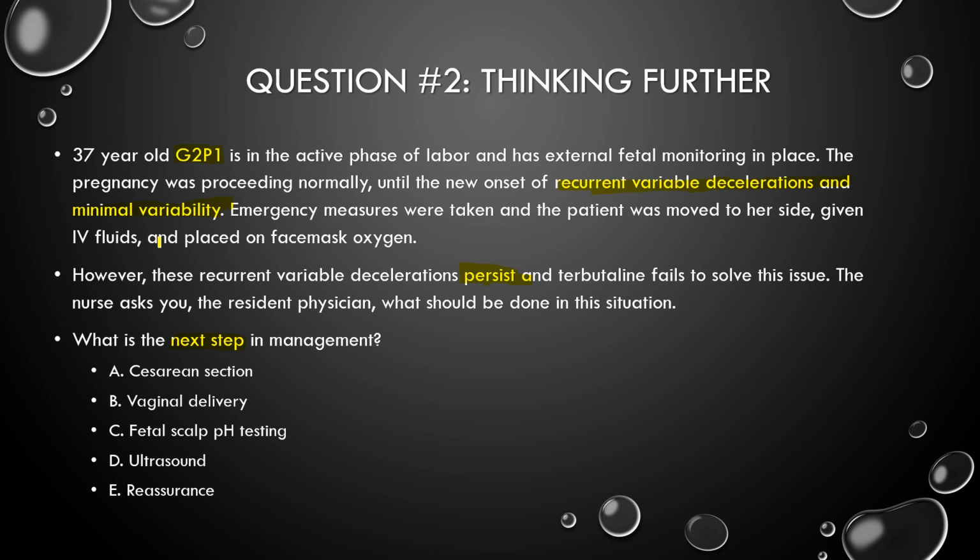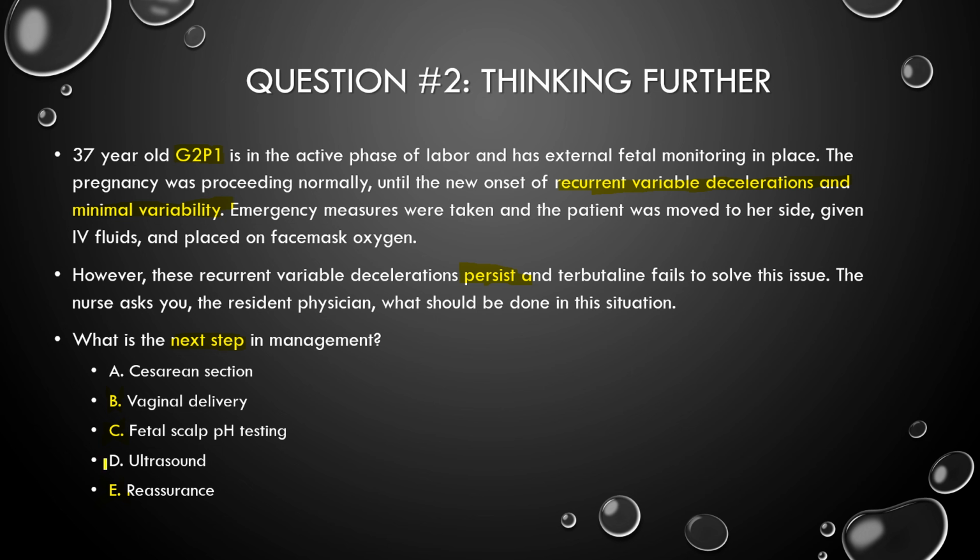Vaginal delivery. Is it a good idea to go through a vaginal delivery when you're already having so many problems with the baby being inside the uterus? Definitely not. So definitely B will be wrong. How about a fetal scalp pH testing? Is that going to help? No, we mentioned that you never do fetal scalp pH testing anymore, so never do that. And reassurance is ridiculous because this baby is dying. We talked about persistent recurrent variable decelerations being a sign of hypoxia and acidosis.